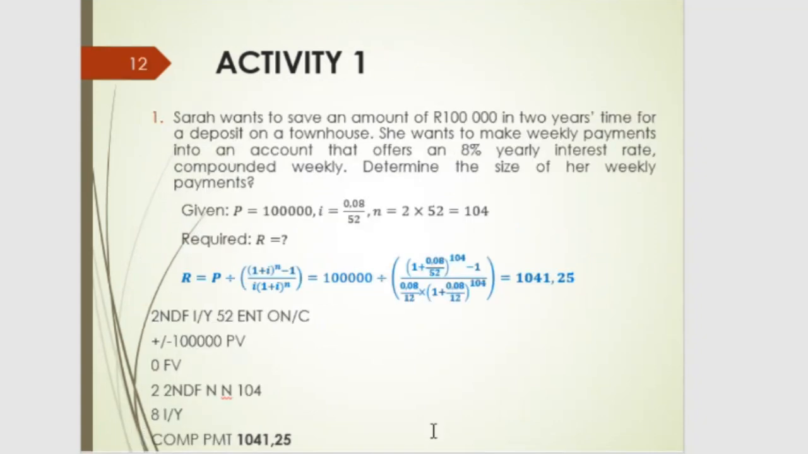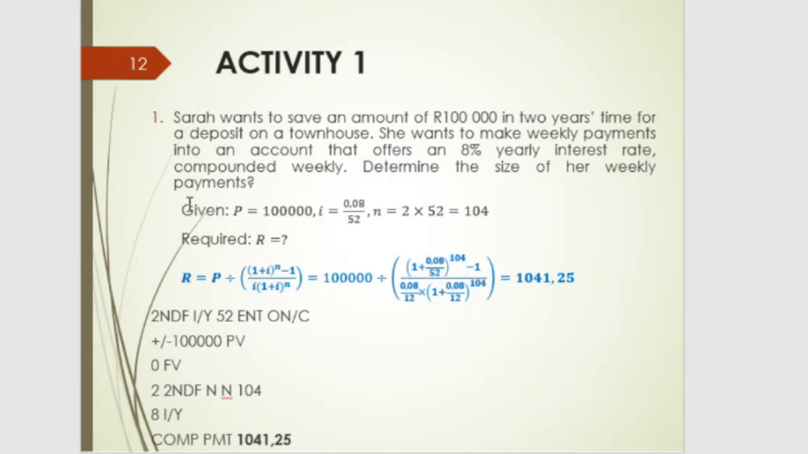Then the next activity was about Sarah, who wants to save an amount of 100,000 in 2 years' time for the deposit on a townhouse. She wants to make weekly payments into an account that offers an 8% yearly interest rate compounded weekly. Then the question was to determine the size of her weekly payments.